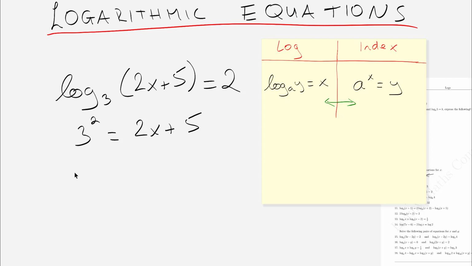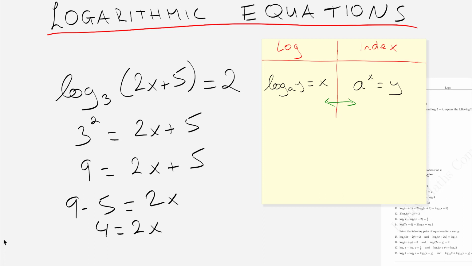So 3 squared, we know that's 9. So 9 equals 2x plus 5. Solving this is fairly straightforward. 9 minus 5 equals 2x, so 4 equals 2x. Therefore we know that x equals 2. That's a fairly straightforward question.